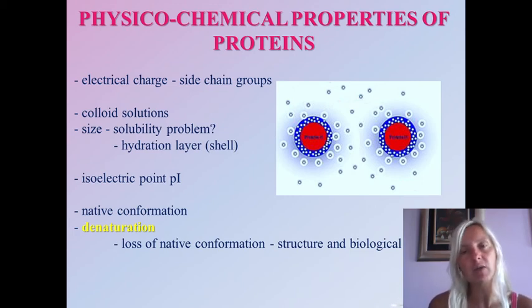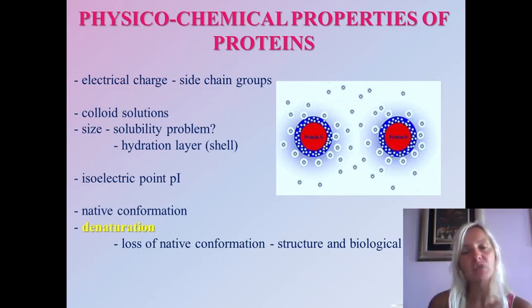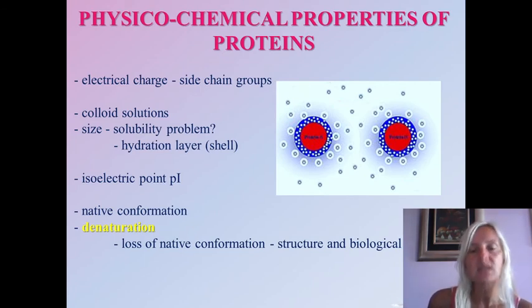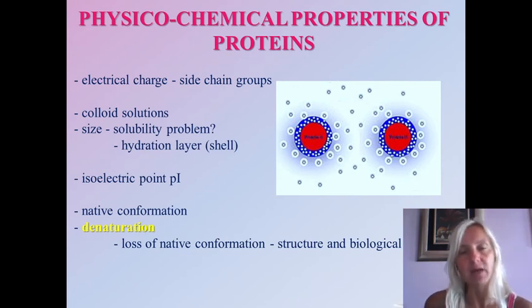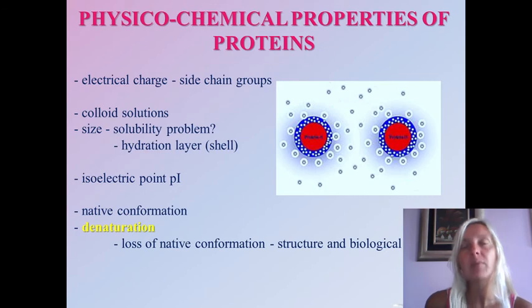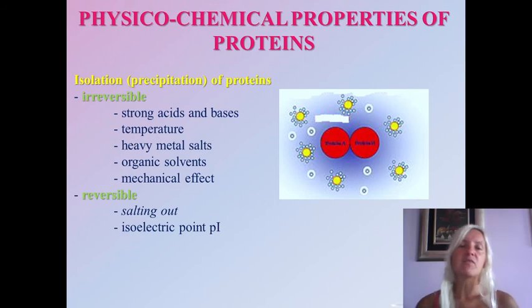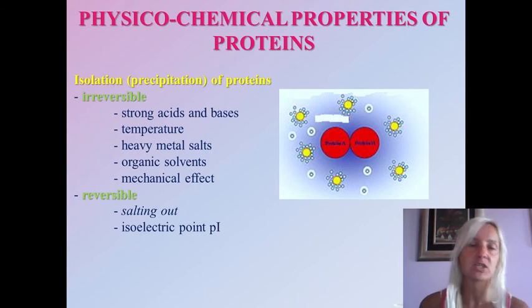We introduced the phenomenon of native conformation, but now we can introduce one more term, and that is denaturation, which means that a protein molecule can be affected in a way that it loses its native conformation, which means that it loses its structure and subsequently its biological function. Sometimes proteins can be renaturated, or brought back to the initial state, but in most cases they cannot.